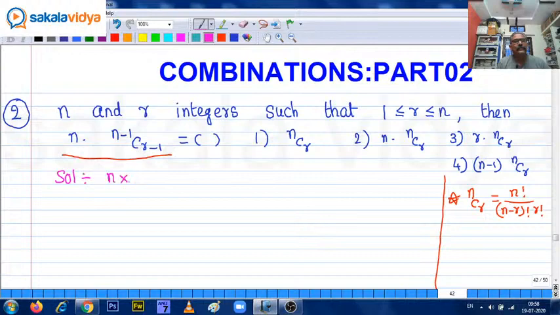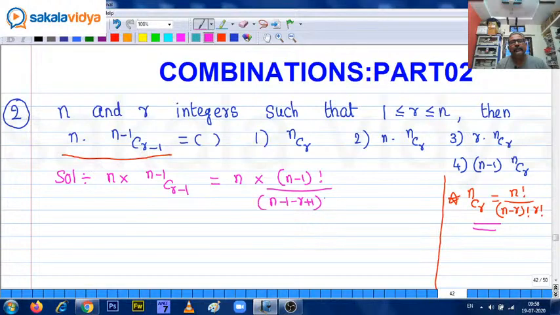This is n times (n minus 1)C(r minus 1). With the help of this formula, this can be written as n times (n minus 1) factorial upon (n minus 1 minus r plus 1) factorial, because r minus 1 needs to be subtracted from n minus 1, so that you get (n minus 1 minus r plus 1) factorial times (r minus 1) factorial. So n into (n minus 1) factorial can be written as n factorial. The 1 gets cancelled, giving (n minus r) factorial. But we have (r minus 1) factorial.